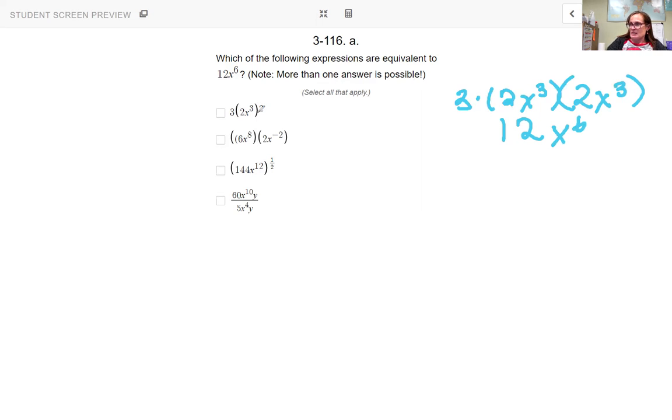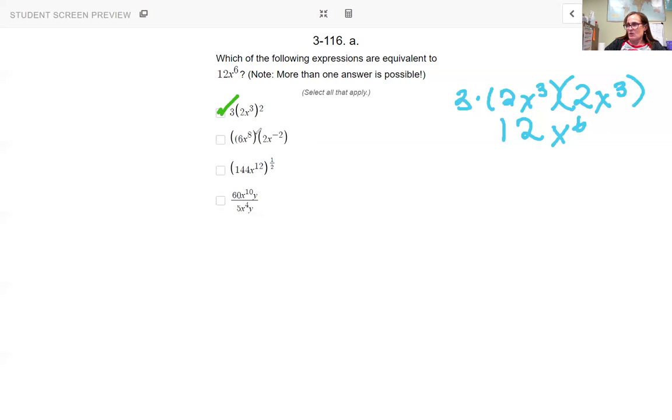The other way to look at this is we take our power that's outside the parentheses and we multiply it by the power that's inside the parentheses. So that means 2 times 3 is 6, so it'll be x to the 6th power. And then we just square our 2. 2 squared is 4. And then 4 times 3 is 12. Okay, so that's that one. So this one would work. Check.